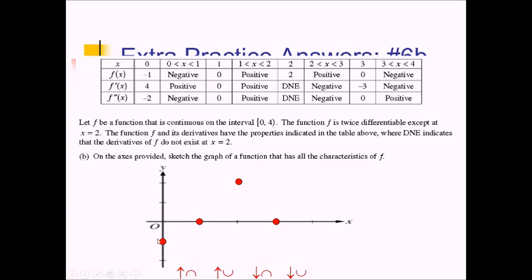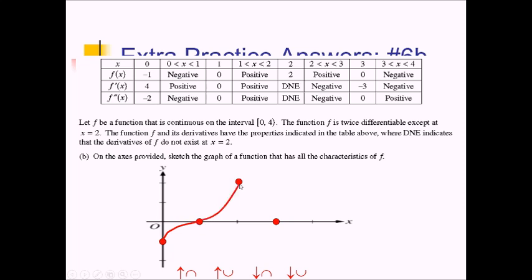So from 0 to 1, we need to draw increasing in a concave down fashion. So we're doing like the left side of a downward parabola there. And then we have to do increasing concave up to get from 1 to 2, x equals 1 to x equals 2. So we're doing this kind of thing.